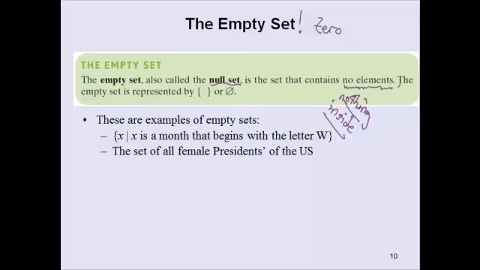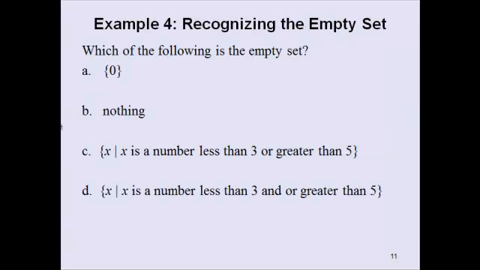These are examples of the empty set. X, where X is a month that begins with the letter W. Well, there are no months that begin with the letter W, so this would be an empty set. For right now, the word description, the set of all female presidents of the United States, is also an empty set. We've never had a female president before, and so this is an empty set, okay? At least for the near future.